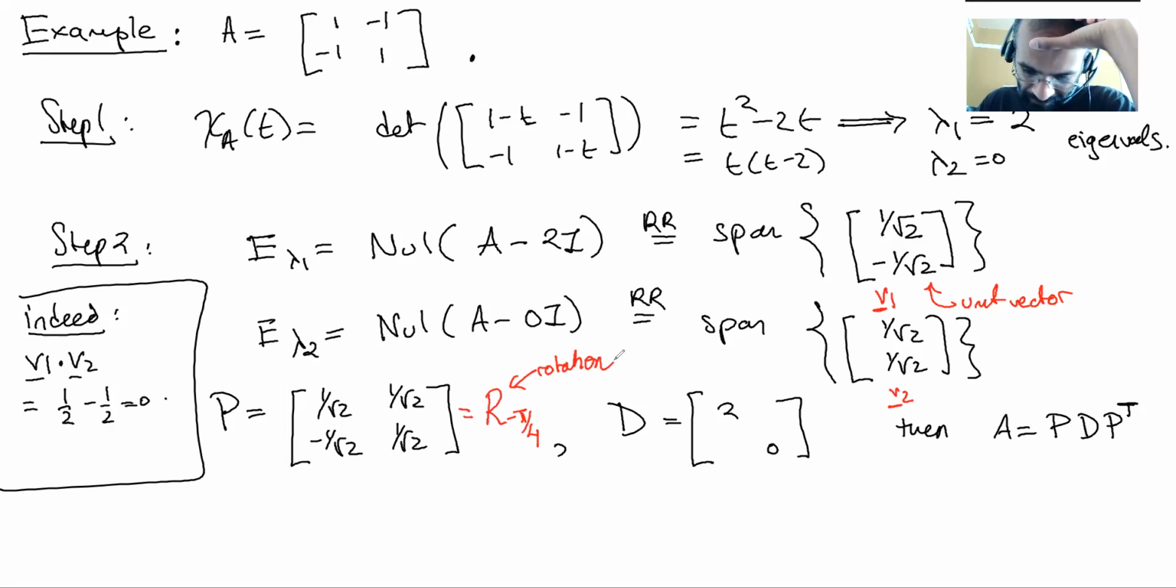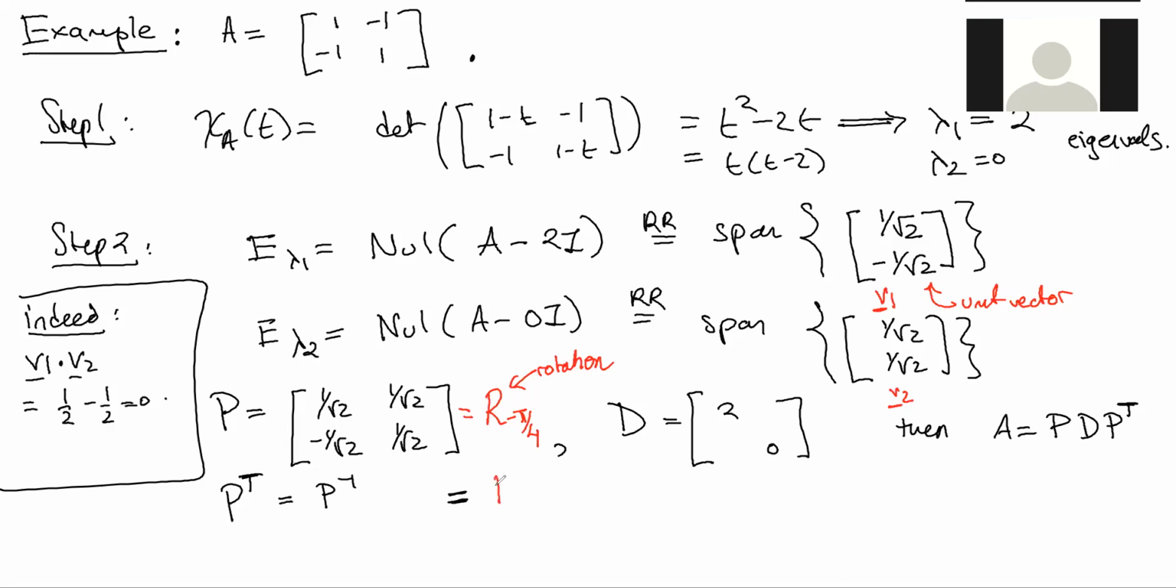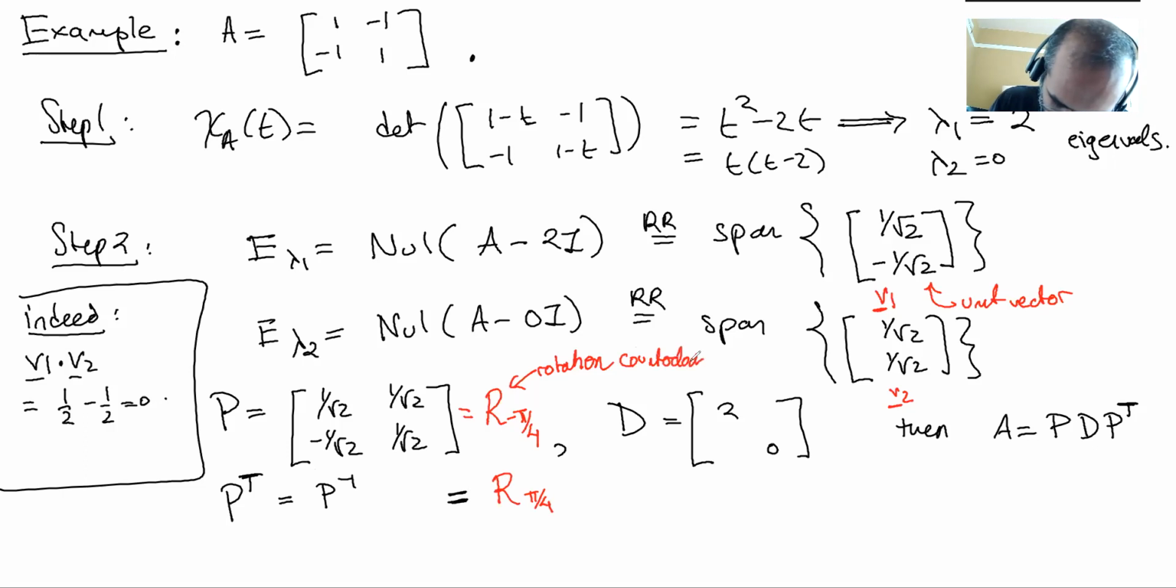Okay. So what does that say about P transpose? I mean, you can write it down, but P transpose is just P inverse, right? So can you think of what that is conceptually in this example? Rotation in the other direction, so rotation by pi over 4. These rotations are counterclockwise, right? In math, the convention is to be counterclockwise. So this is rotation counterclockwise.